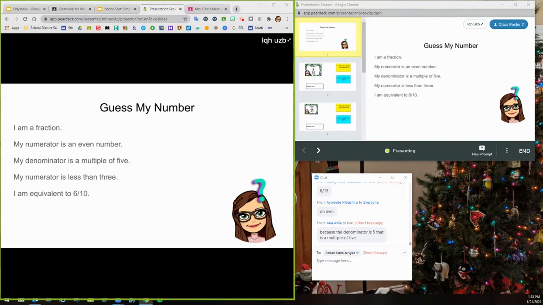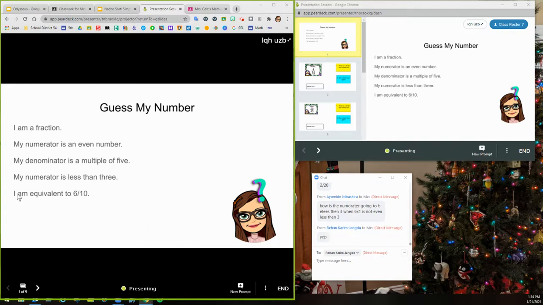Okay? All right, let's take a look at our clues here. The first one says, I am a fraction. The next one says, my numerator is an even number. My denominator is a multiple of 5. My numerator is less than 3. And then the final clue is, I am equivalent to 6/10.